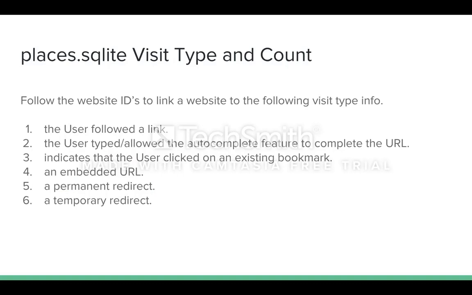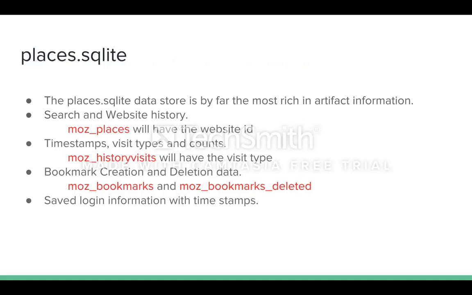The visit type and count fields here, we have 6 different usage types or visit types, and we'll use this information when looking at the history visits section in order to see what type of visit happened at a particular point in time.